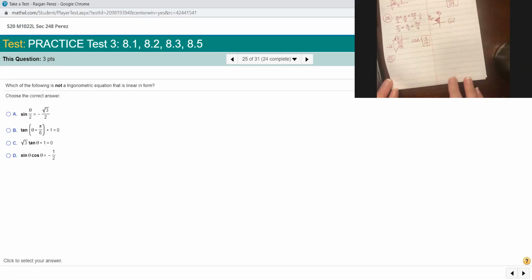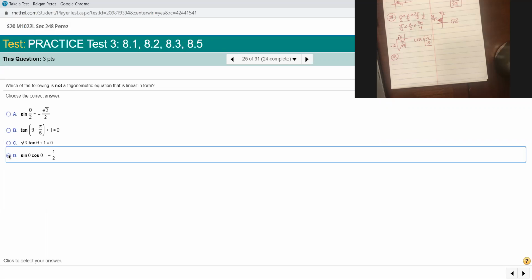All right, which of the following is not a trigonometric equation that is in linear form? Linear just means like one equation to solve. So A, B, and C are. D is not because you would have to multiply sine times cosine, so you're going to get some kind of squared in there. So let's put multiple choice for number 25.